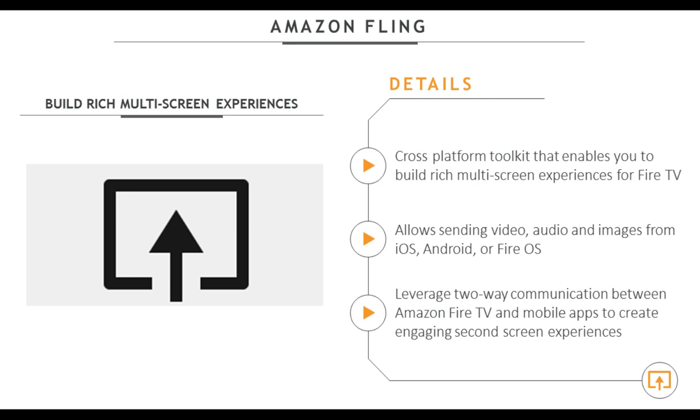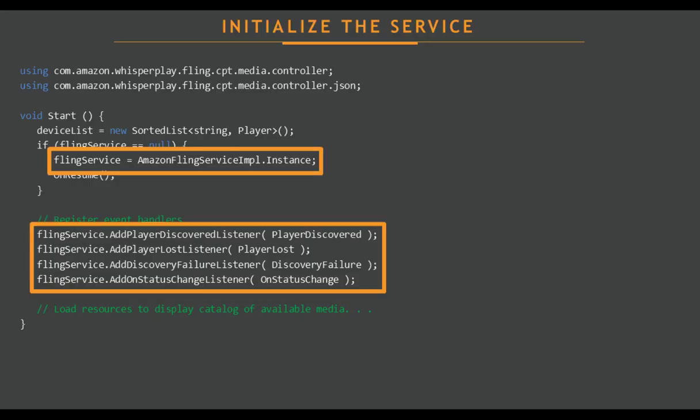iOS, Android, Fire OS, and it allows you to build these rich multi-screen experiences for Fire TV devices. You can send media from your mobile app, regardless of platform, to be rendered on a Fire TV or Fire TV Stick. And the SDK allows your mobile app and destination device to communicate back and forth in both directions, so it's possible to create engaging second screen experiences.